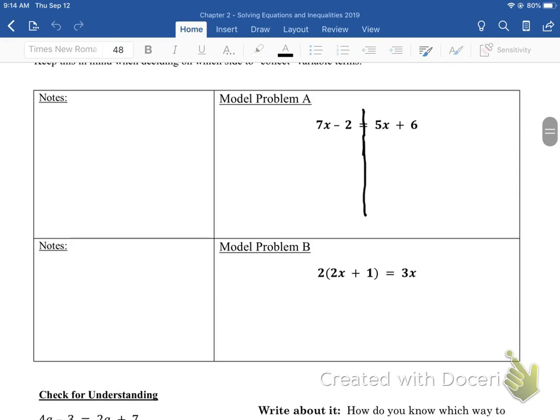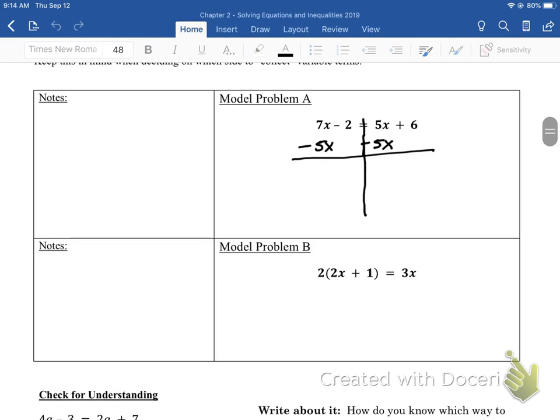Okay, so the first thing we need to know is our goal. We need to get the variable on one side, the x by itself, and the number on the other side by itself. Right now the x's are on opposite sides, so I'm going to have to move one. The one who usually moves is the one with the smaller coefficient. 5 is smaller than 7, so I'm going to move that over. The reason I move the smaller one is if I do that, I won't get a negative x.